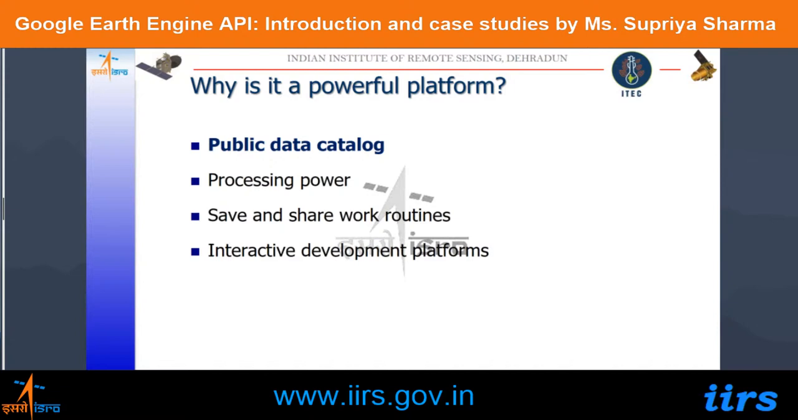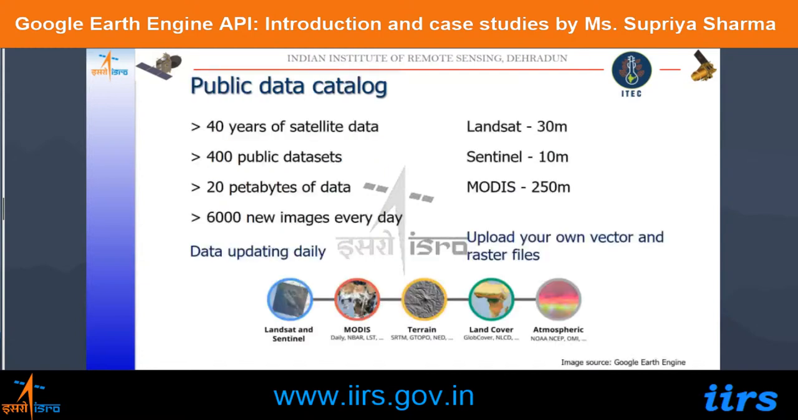This means that if an image is acquired today, it would be uploaded to the Earth Engine by tomorrow, or at the maximum by day after tomorrow. The Google Earth Engine contains imagery from the Landsat series. This includes both the top of atmosphere reflectance data as well as the surface reflectance data. It also includes images from the Sentinel series, which is at a 10-meter resolution. Data from the MODIS series is also available on the Earth Engine.